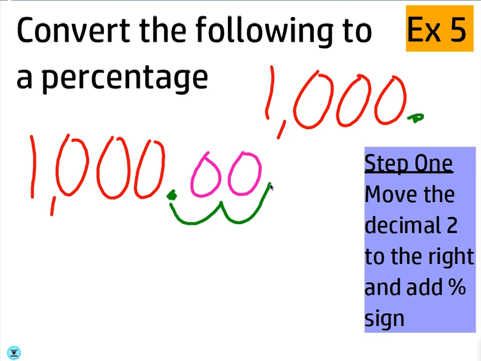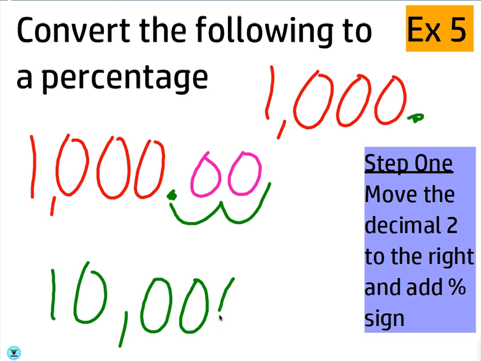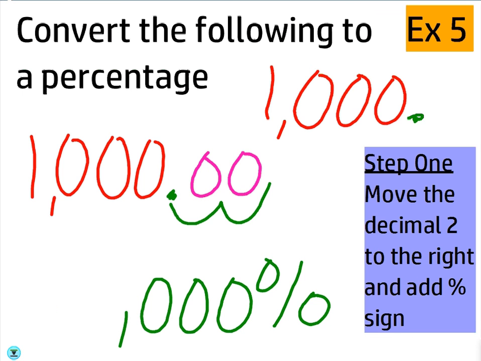Okay, and so we end up with 5 zeros, which ends up giving you 10,000%. So notice it's 10 times more than the actual number 1,000, 10 times more percent. Is that right? Does it seem right? No, it's 100,000. It should be 100 times more. Yeah. So it ends up being 100,000.